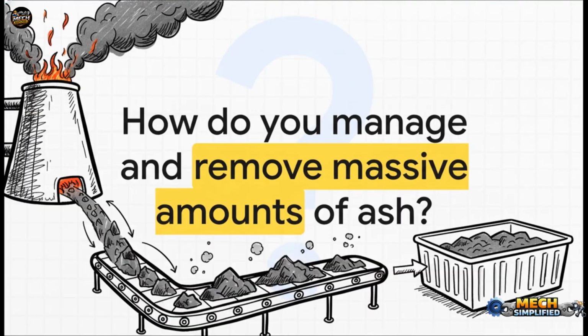When you're burning tons of coal every single hour, you're not left with a little pile of ash in a fireplace. You've got a constant, continuous stream of this hot, gritty, abrasive material that you have to get out of the furnace. And you have to do it safely and cleanly without making an absolute mess everywhere.